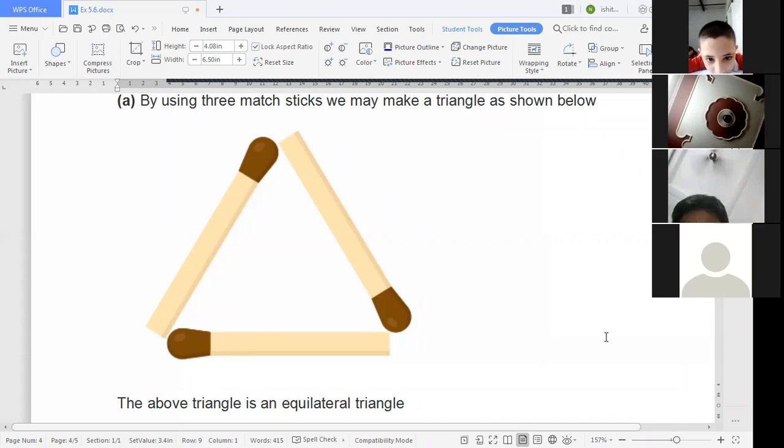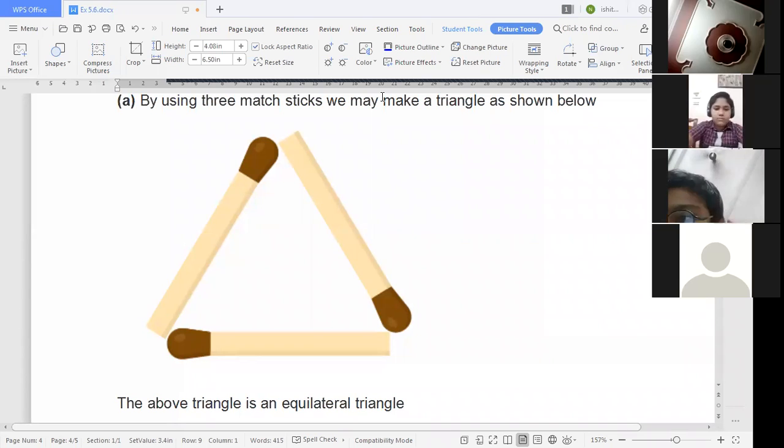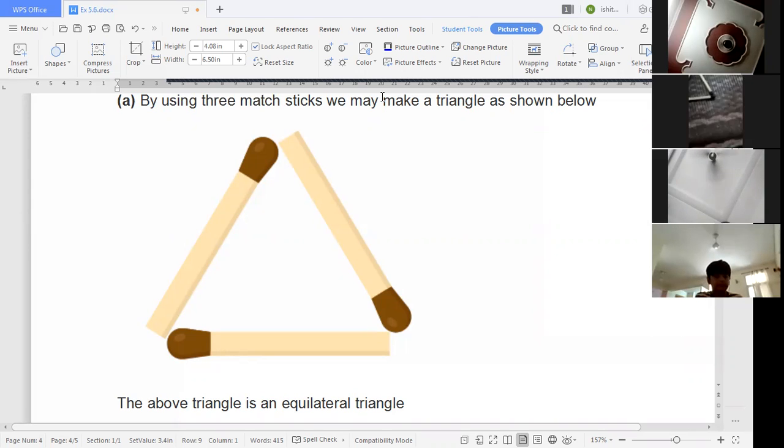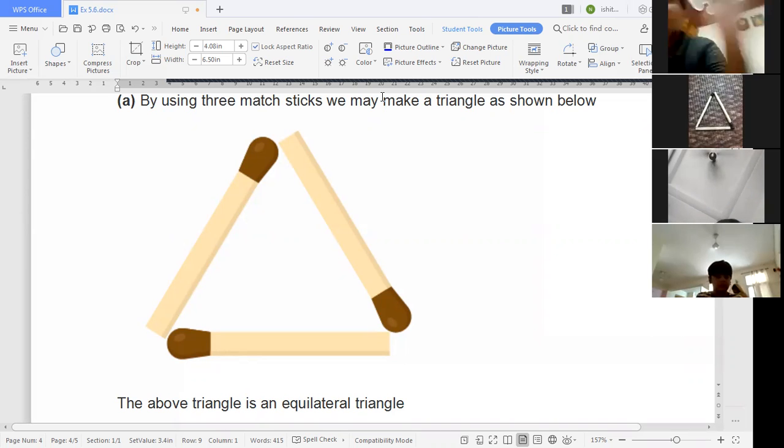Give me the message in the chat box. You are not audible. Take out 3 matchsticks and paste them in such a way that it will be an equilateral triangle. Bring Fevicol and matchsticks, all of you.